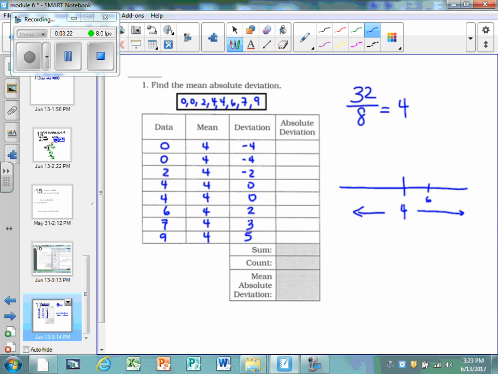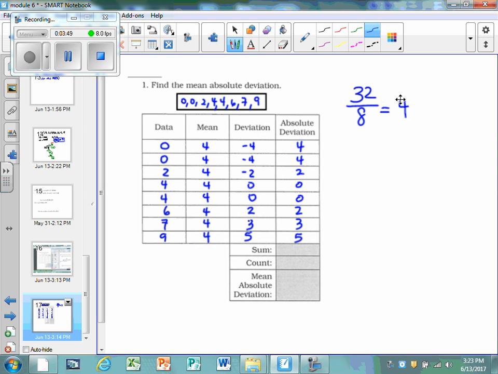Now, with our deviations, you'll see we have a deviation column and an absolute deviation column. Because when we're talking about deviation, we're really talking about the absolute deviation. We are talking about the distance, the magnitude of the distance. So this becomes 4, 4, 2, 0, 0, 2, 3, and 5. Okay, I'm going to get rid of this so we have more room for our work.